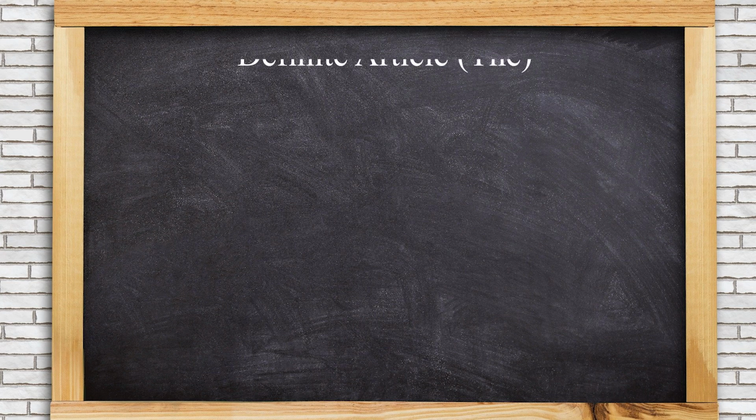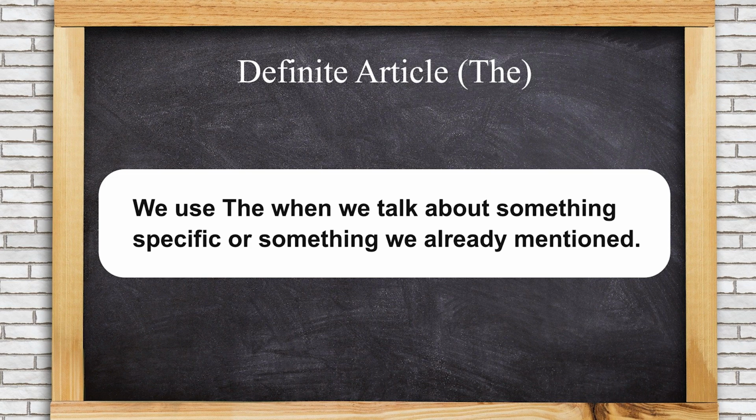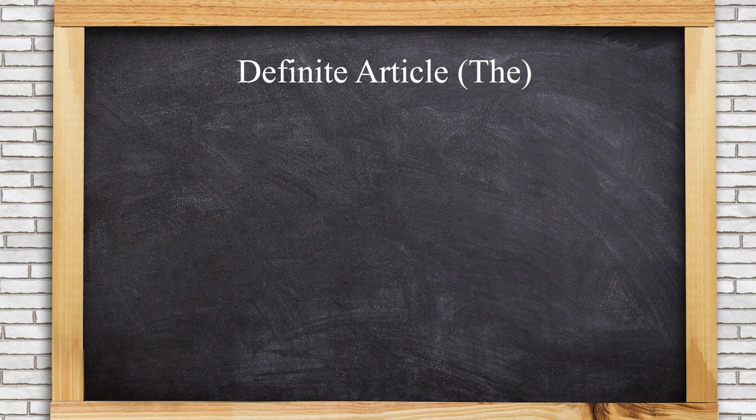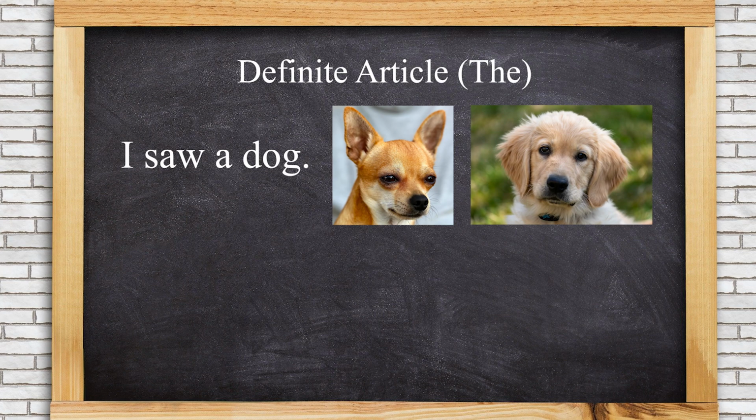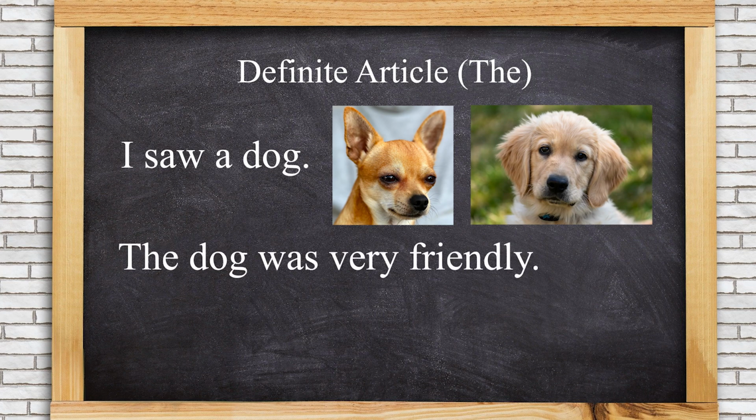Now let's talk about the. We use the when we talk about something specific or something we already mentioned. For example, I saw a dog. It could be any dog, it's not specific, it could be a Chihuahua, it could be a Golden Retriever. The dog was very friendly. Now we're talking about a very specific dog, and it probably wasn't the Chihuahua.